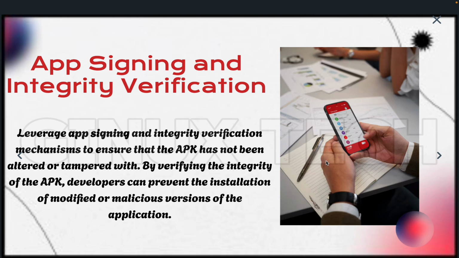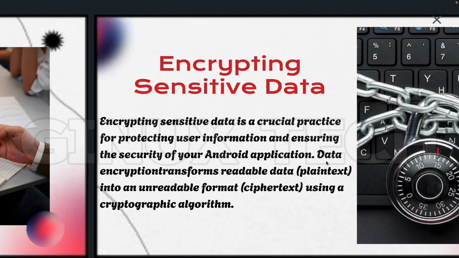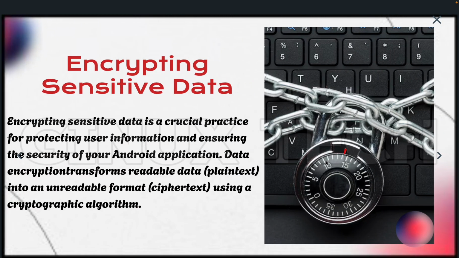It's really, really important. So let's go to point number 4. Point number 4 is encrypting sensitive data. Encrypting sensitive data is a crucial practice for protecting users' information and ensuring the security of your Android application. So it is super important that you encrypt sensitive data, for example, the username and the password of your users, because I can easily inspect. Let's say I want to make an API call.